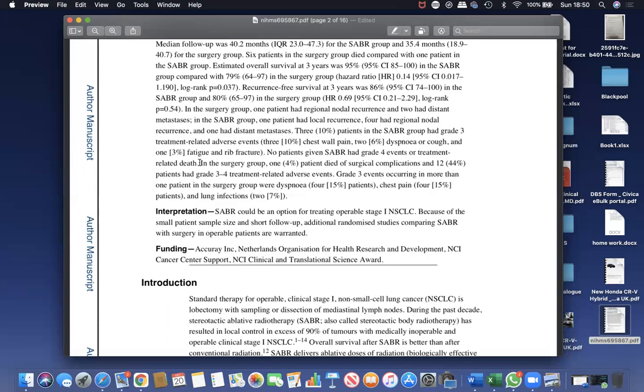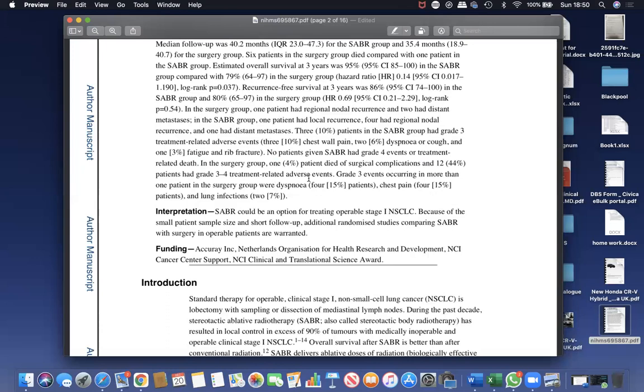In the surgery group, one patient, that is 4%, died of surgical complication, and 12, that is 44%, had grade 3 to 4 treatment-related adverse events. Grade 3 events occurring in more than one patient in surgery group.